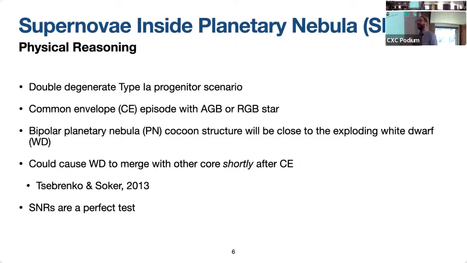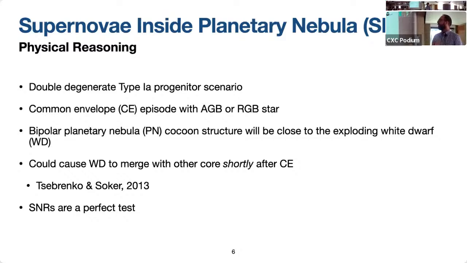So we have to lose some mass, lose some angular momentum, bring our stars closer together. So this mass will be ejected primarily along the equatorial plane. And that remaining mass will sort of give us a cocoon-like structure. And this cocoon-like structure would be then ionized by our exposed core. And that would give us a bipolar planetary nebula structure that would be close to our exploding white dwarf. Also, this mass that is ejected may not fully be ejected from the system and could cause an inspiral and then have our white dwarf emerge shortly after the common envelope.